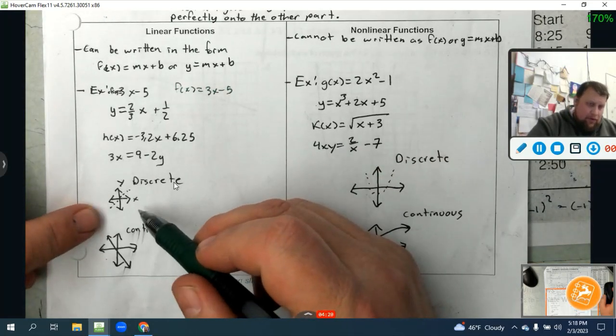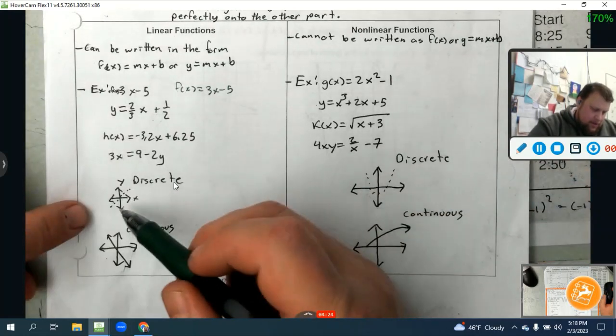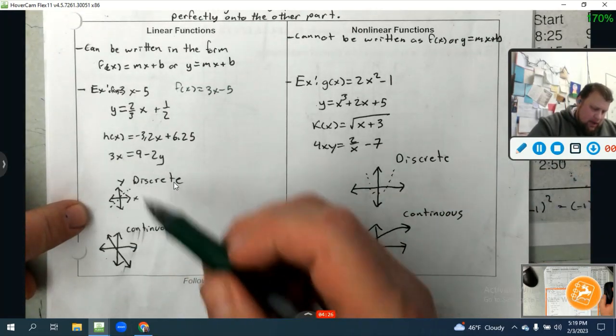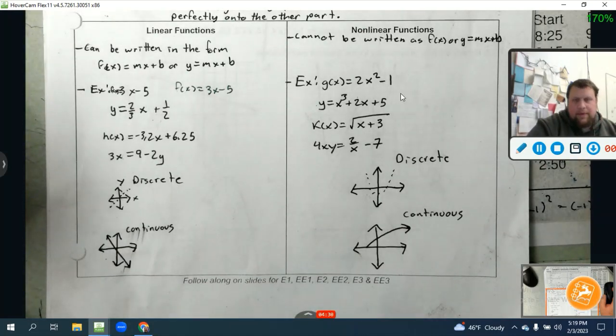A graphical version of a discrete function is just like a straight line right here, right? Linear function, it's a line with dots. Continuous function would be a straight line like that. Perfect. Over here, examples include that are not linear.